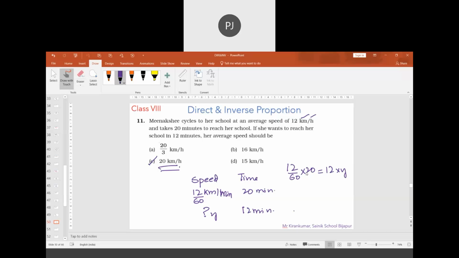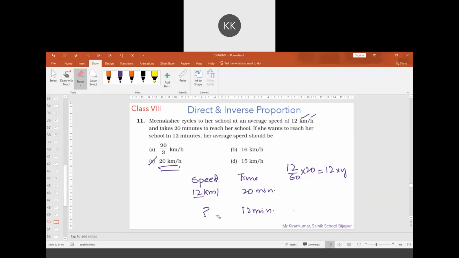So we get it as 3, no? So without converting into minutes, we can do directly. We can do directly, no, sir? If you do directly, the answer will come correct. Yes, sir, it will come correct.